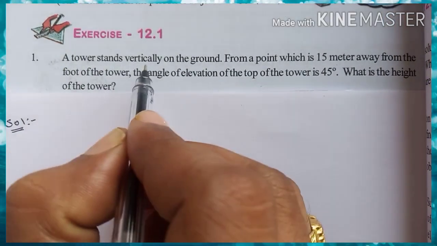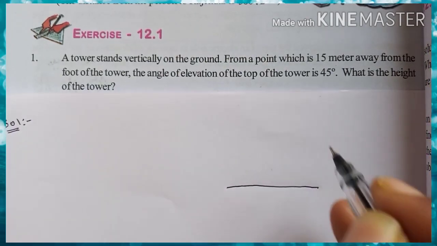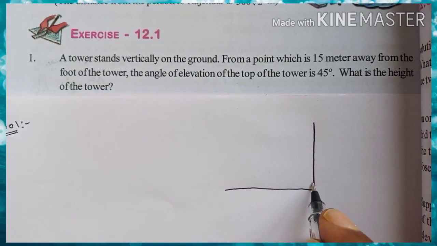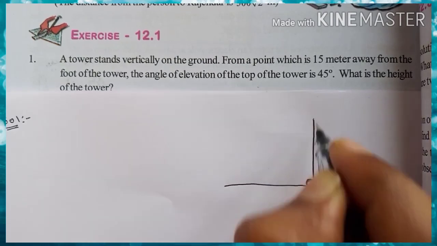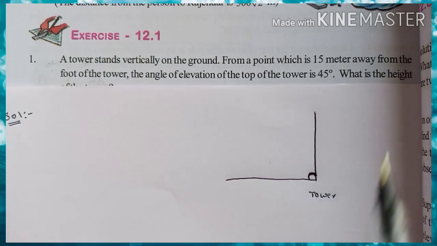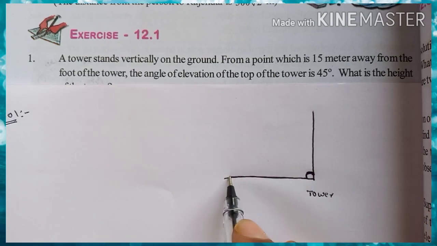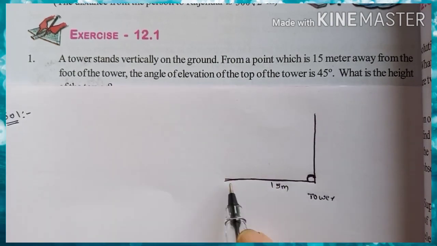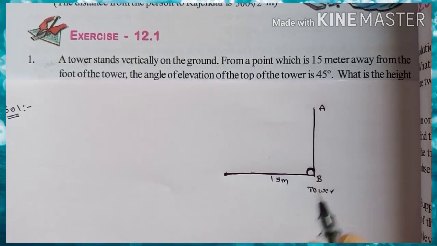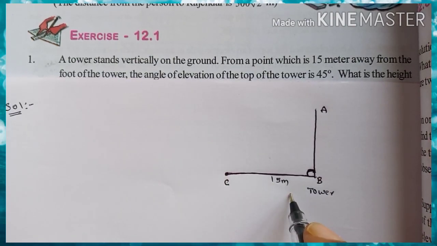A tower stands vertically on the ground. This is the ground level. The tower stands vertically on the ground; vertically means angle 90 degrees. So this is the tower. Now a point is 15 meters away from the foot of the tower. How many meters away? 15 meters away. So you are at a position; here are points A and B, and the observer is at C, at a distance of 15 meters.